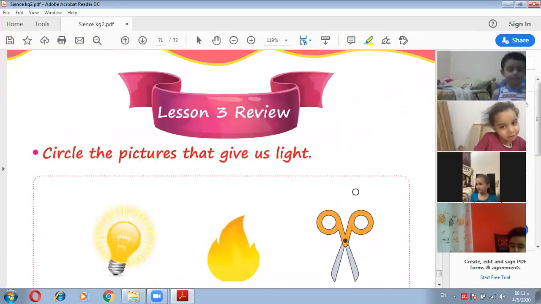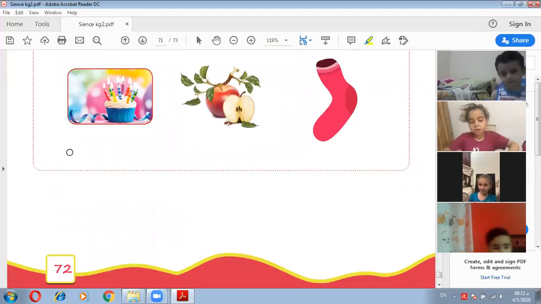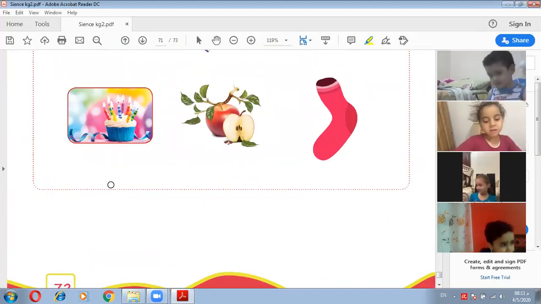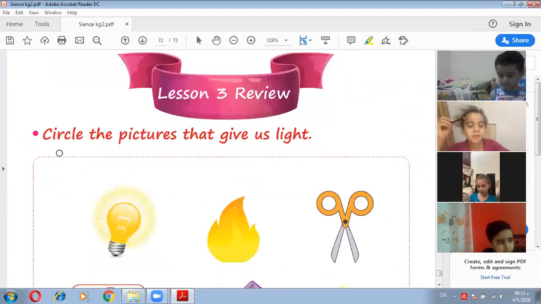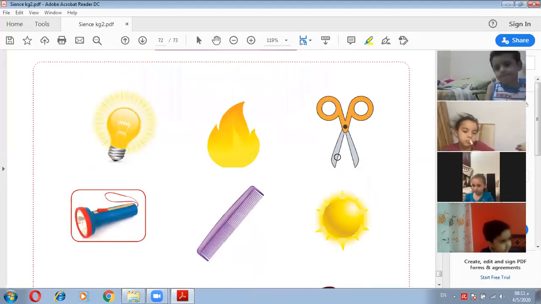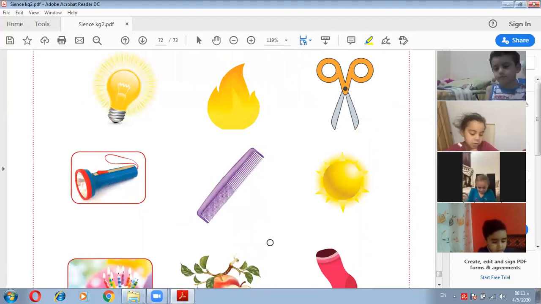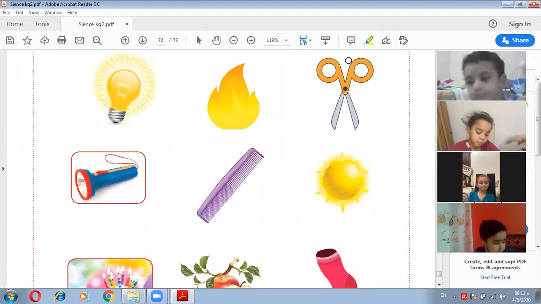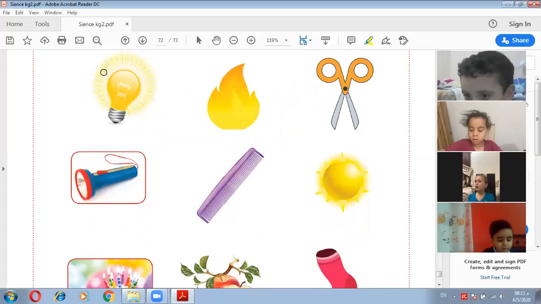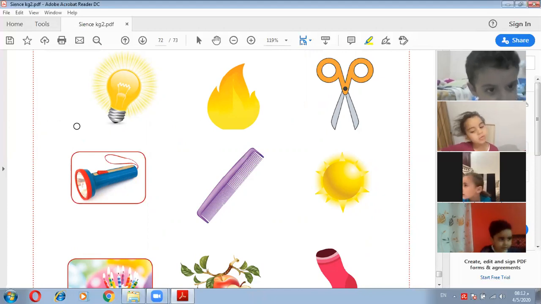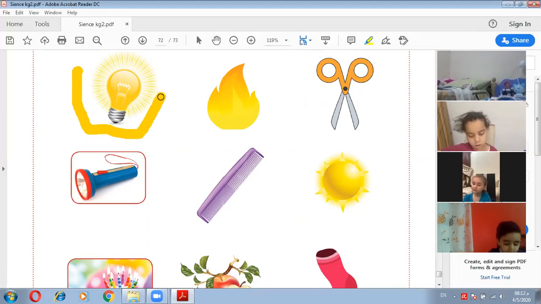So let's move to the next pages. We have here on page 72, circle the pictures that give us light, okay? So we will search for the pictures that give us light. Here we have, what is this? It's a light plug. Does it give us light or no? Yes, so we will search the light plug.